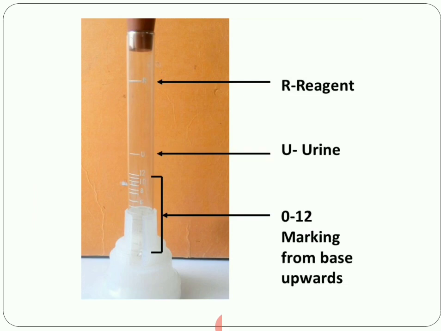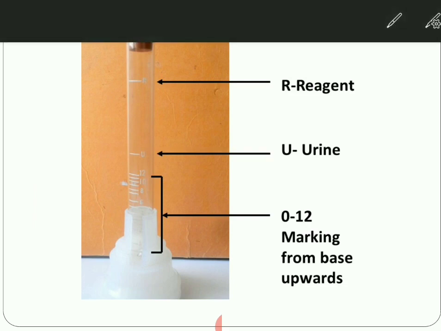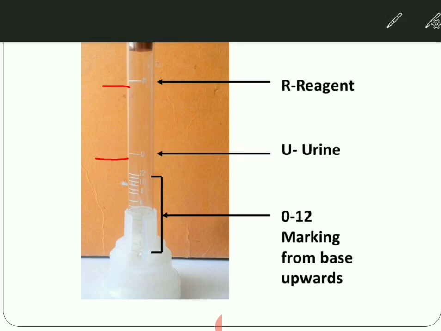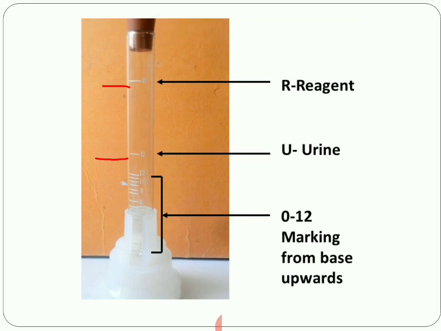This is the albuminometer. Up to U mark, the urine sample is filled, and then up to R the reagent is filled. By using the stopper, we close the mouth of the albuminometer, then mix it and let it stand for 24 hours. Then the reading is taken.